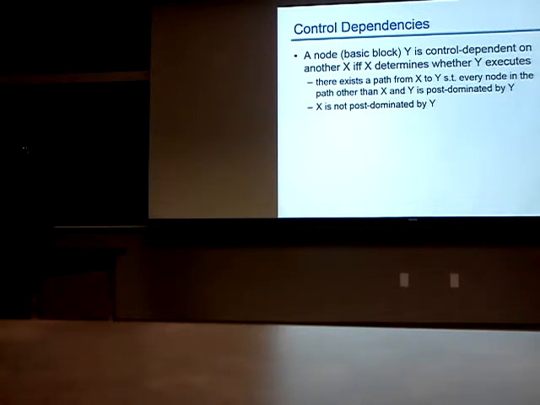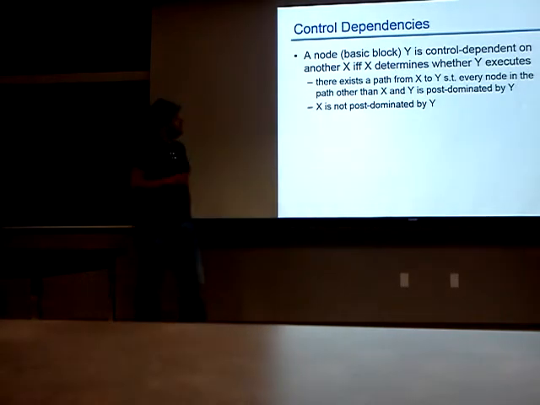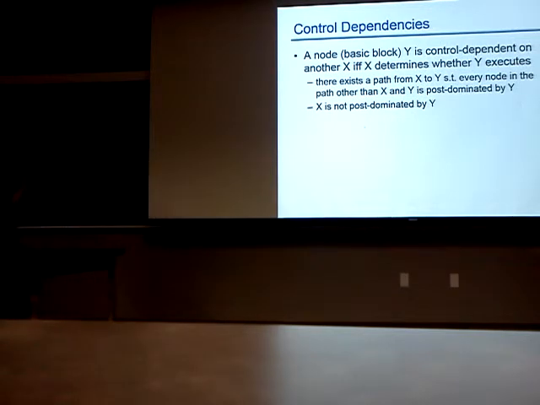So the idea here is that we have, let's say, a node in the control flow graph, Y. It's going to be control dependent on another node X if and only if X determines whether Y executes. And the idea here is that we're going to have a graph-based definition of how we set that up. So first, there has to be a path from X to Y, such that every node in the path other than X and Y, so all these nodes in here, have to be post-dominated by Y.